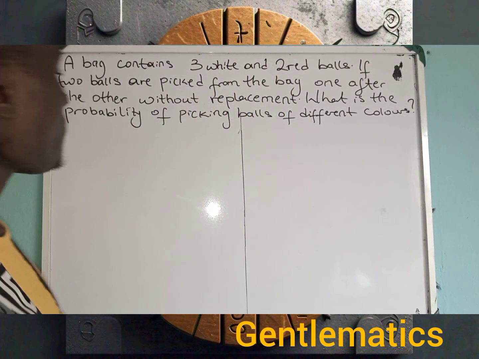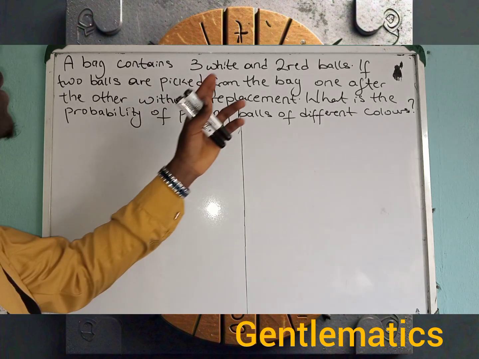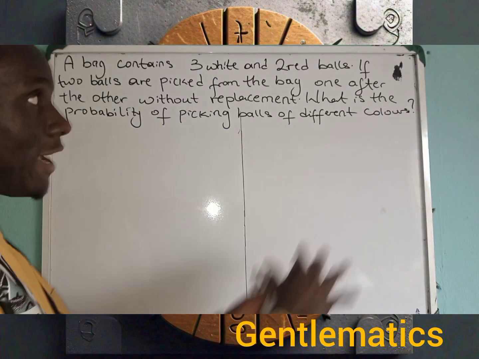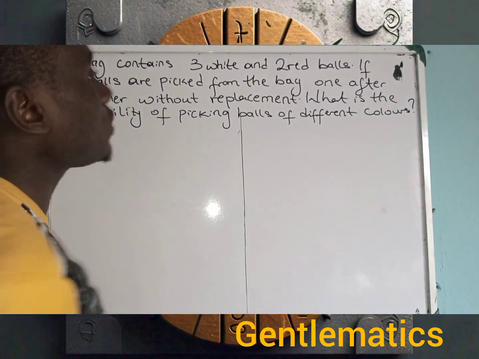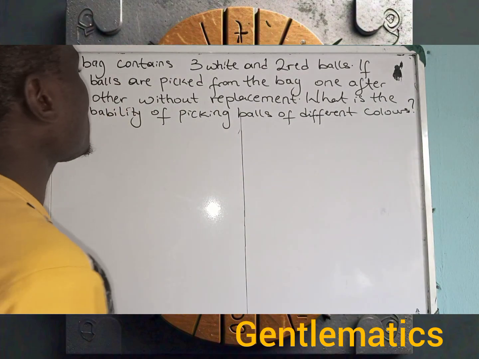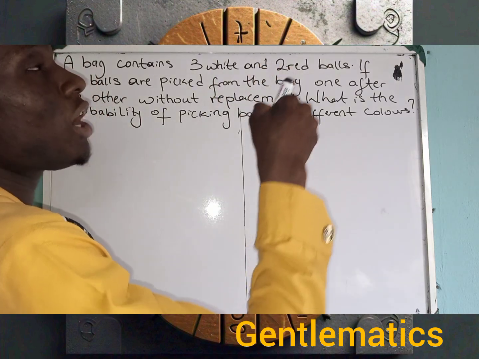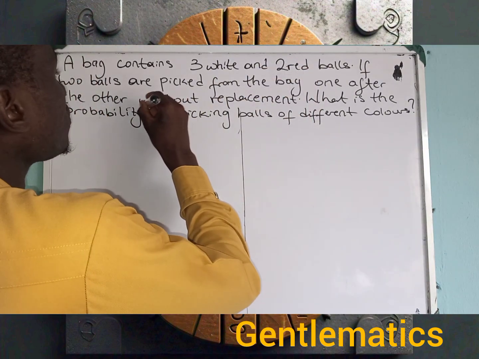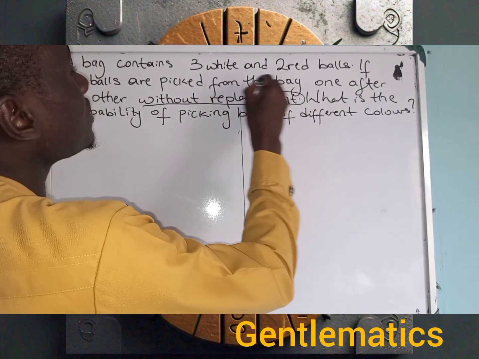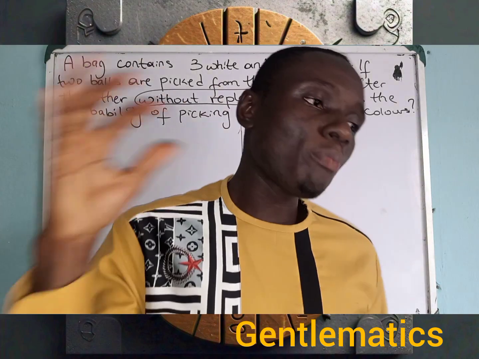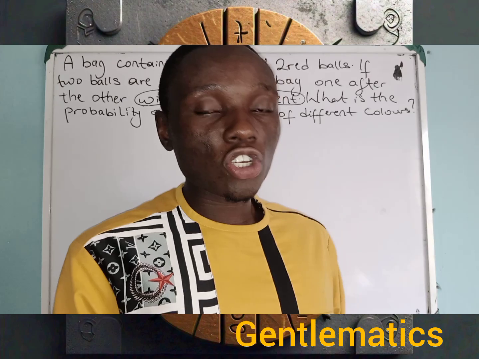So let's see. The bag contains 3 white and 3 red balls. If 2 balls are picked from the bag, one after the other, without replacement, what's the probability of picking balls of different colors? Our emphasis is this: without replacement.